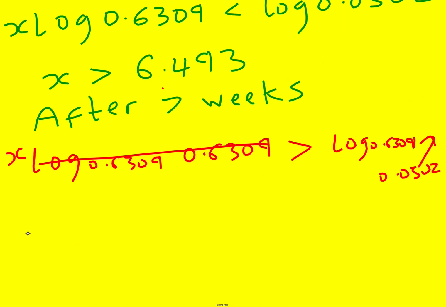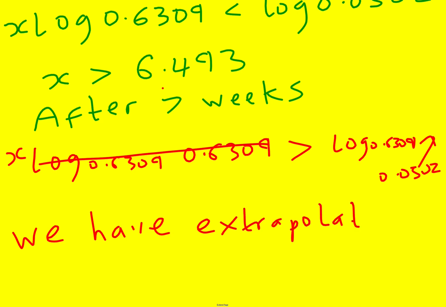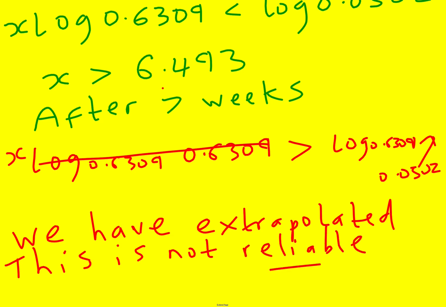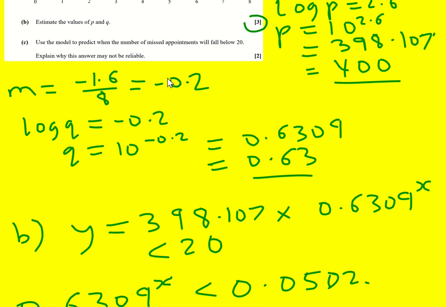This is still part of C. We have extrapolated. We do this all the time, but you have to be aware that it's not reliable. Why should it carry on in this exponential manner forever? It won't necessarily. This is not reliable. We can make predictions, we can look at it, but we just need to be aware that it might not be reliable, as the question said. Okay, brilliant.